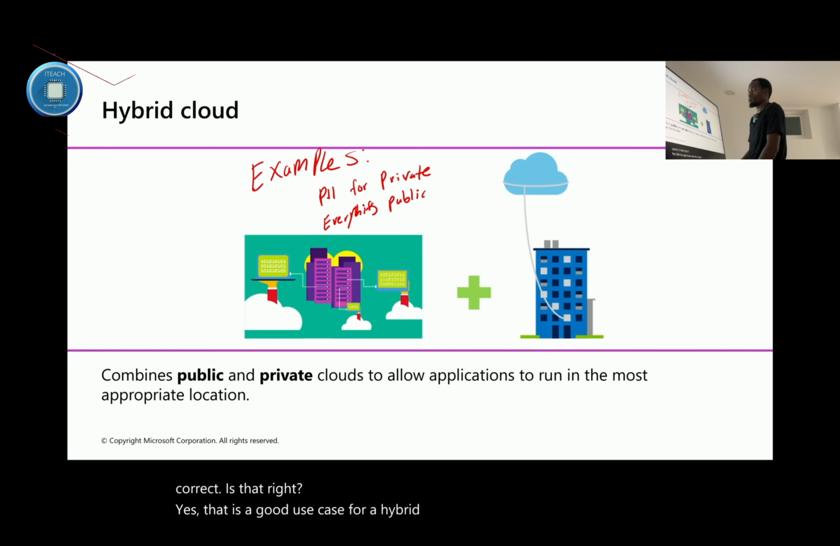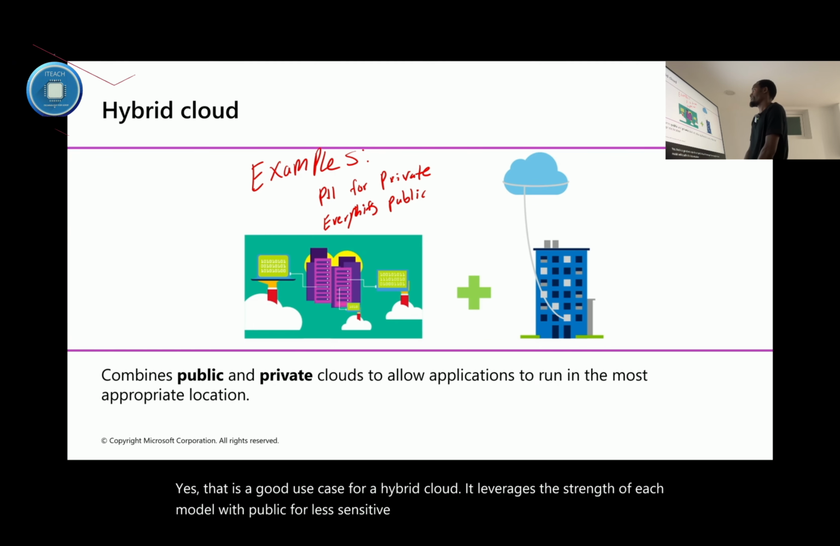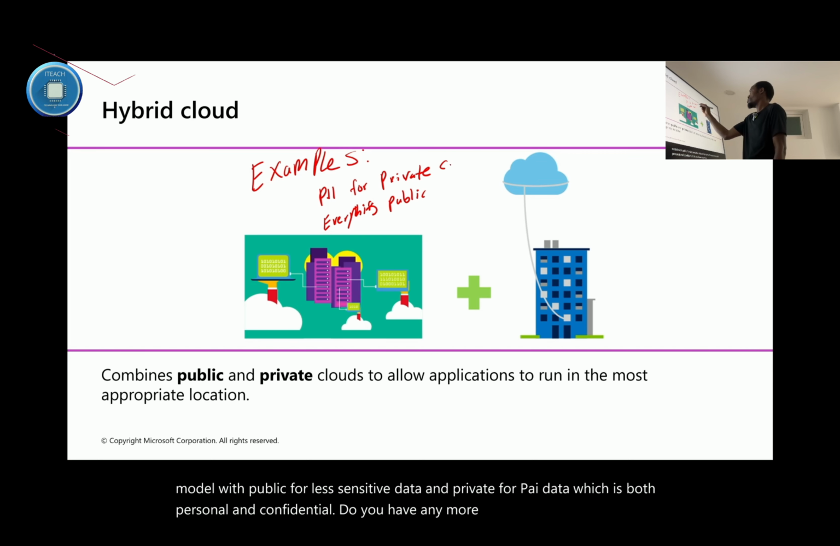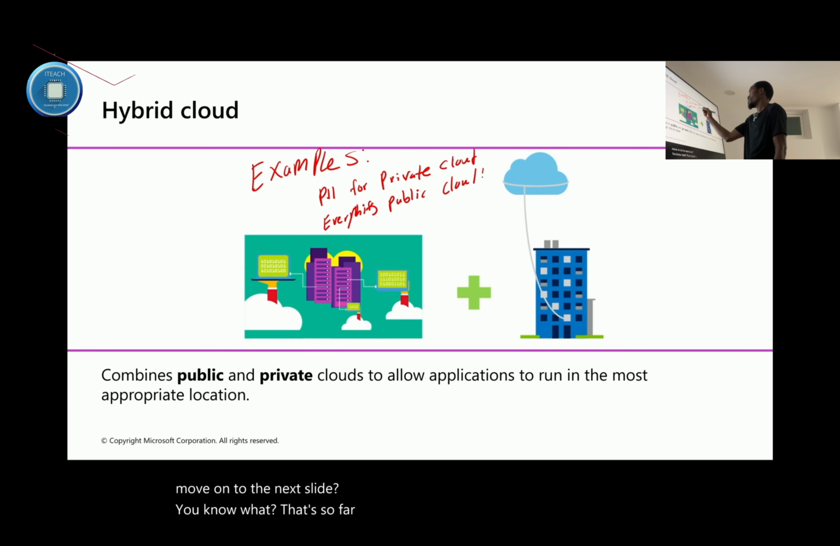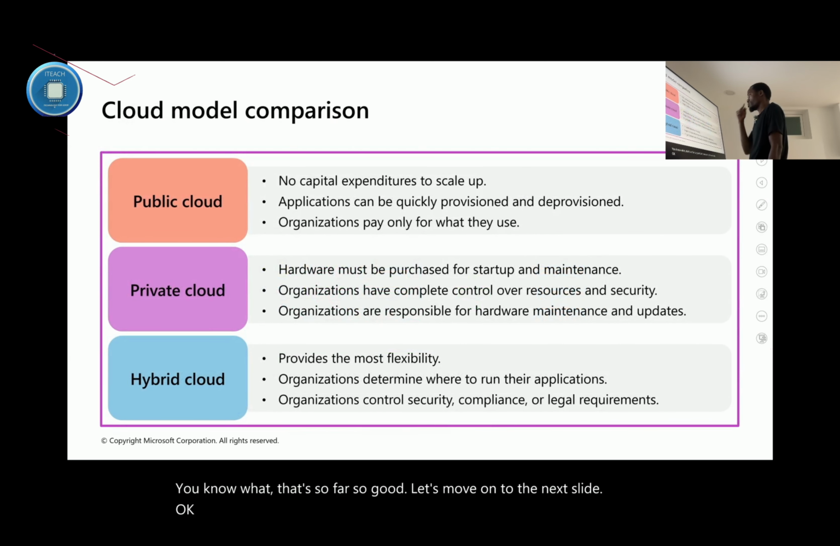It leverages the strengths of each model, with public for less sensitive data and private for PII data, which is both personal and confidential. Do you have any more questions, or would you like to move on to the next slide? You know what? That's so far so good. Let's move on to the next slide. Let's proceed to the next slide then.